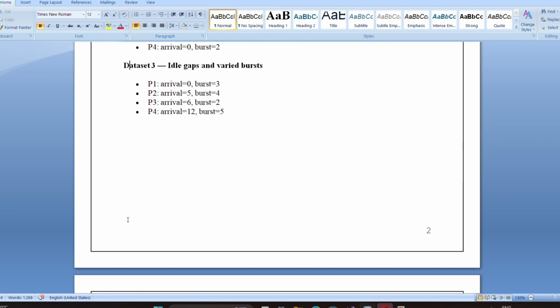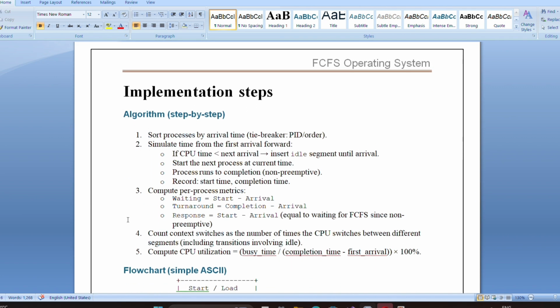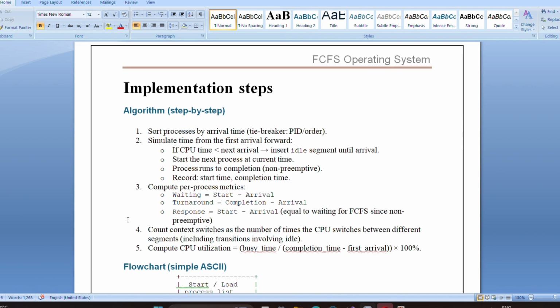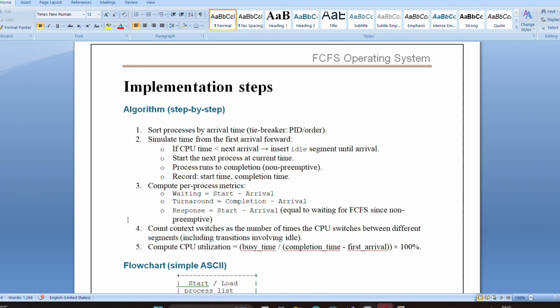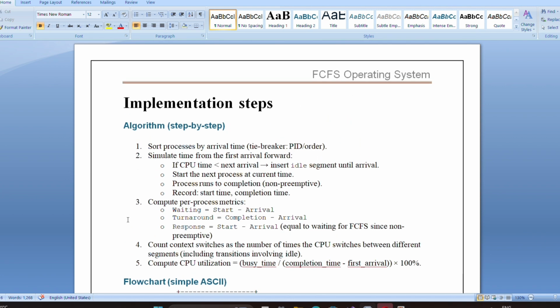Implementation. In implementation, we have algorithm, code, and flowchart. Here I am not including the code as it is from my side. Algorithm: first, sort the processes by arrival time, in ascending order. Simulate time from the first arrival forward.